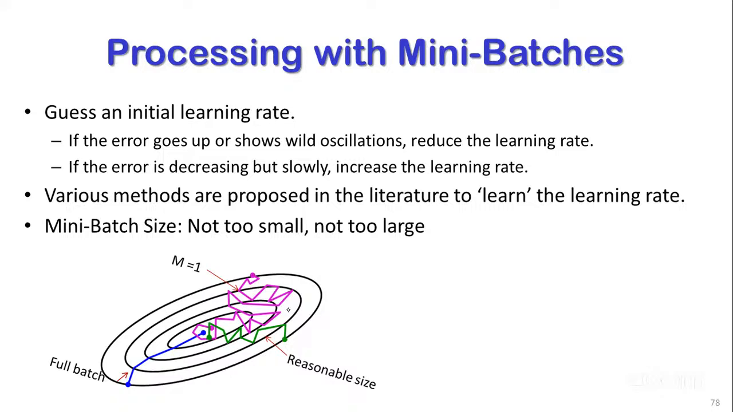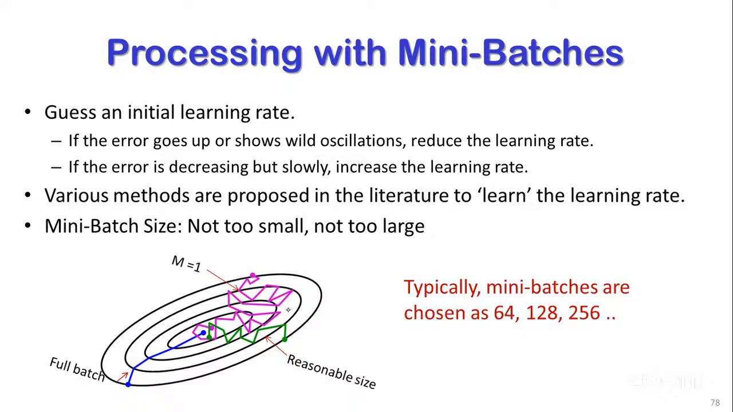Small m was the size. If the size is 1, then you can see how it is reaching towards this minima, right? So the mini batch size must not be too small, and it must not be too large. Usually, we typically keep mini batches in sizes like 64, 128, 256, like that.